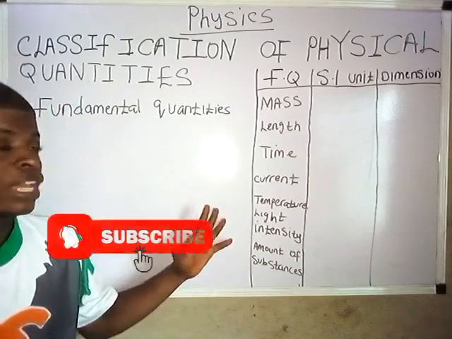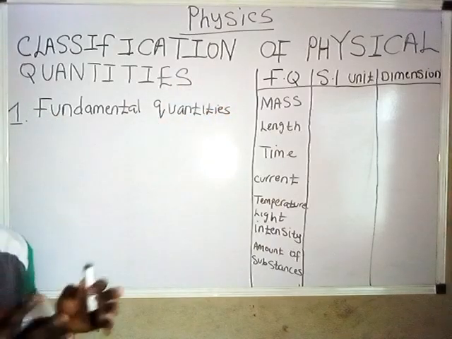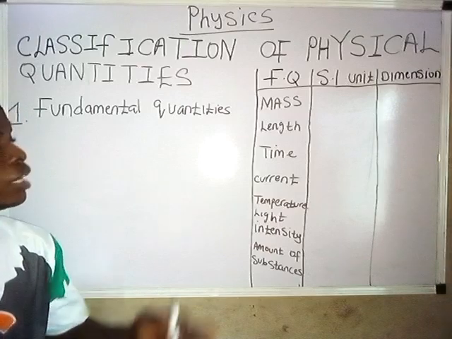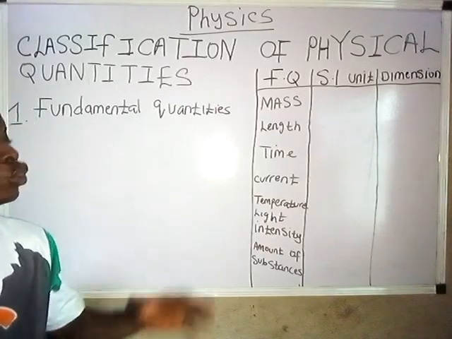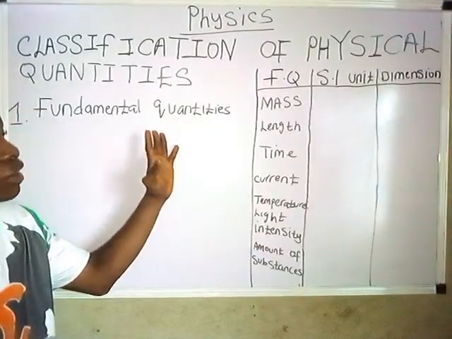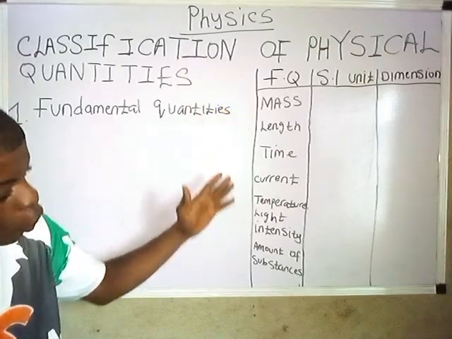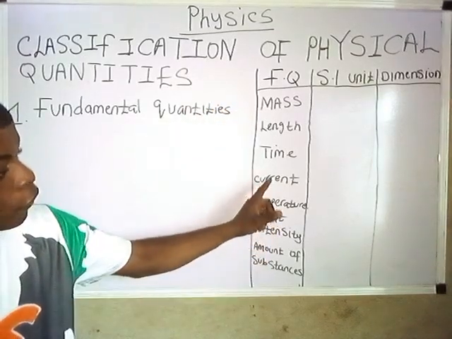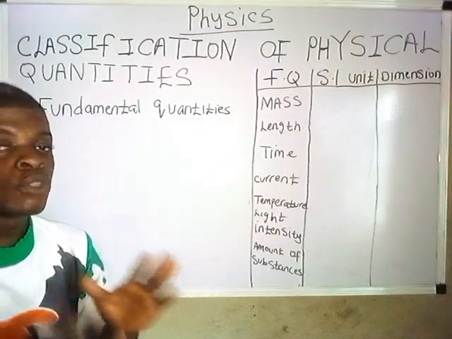So back to the video, we have classification of physical quantity. Number one, we have fundamental. What is fundamental quantity? It can be defined as the basic quantity in physics from which other quantities are got. That means without fundamental quantity, we can't have other quantity. Look at the examples, 1, 2, 3, 4, 5, 6, 7. These are the 7 standard fundamental quantities we have in physics.